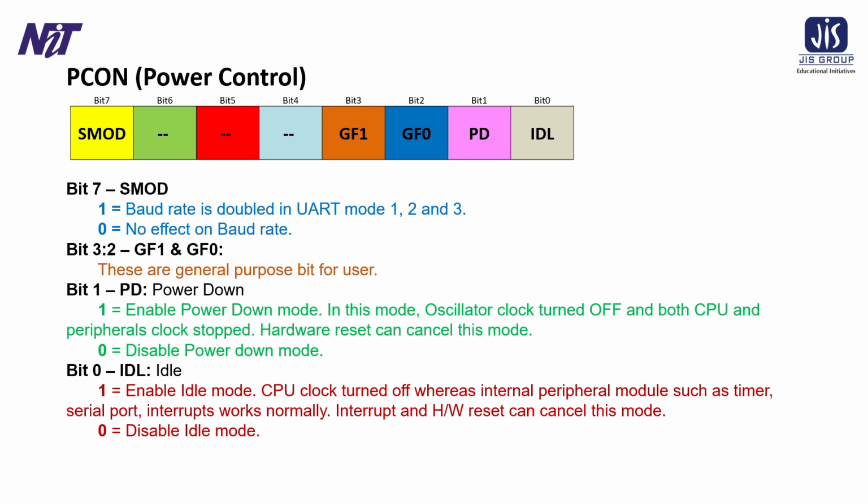Bit 0 is called the idle mode. 1 enables the idle mode: the CPU clock is turned off, whereas internal peripheral modules such as timer, serial port and interrupts work normally. An interrupt or reset can cancel this mode. 0 disables the idle mode.